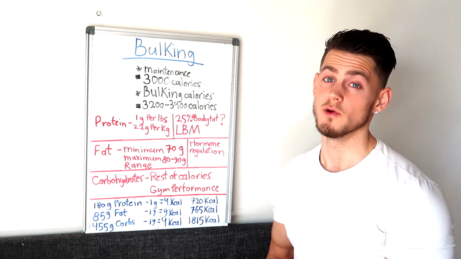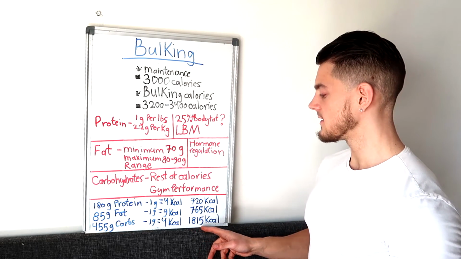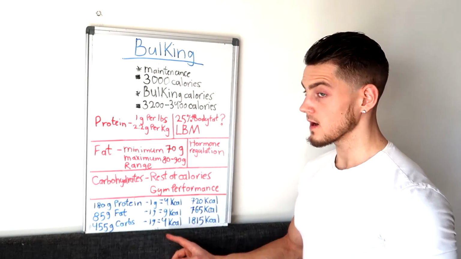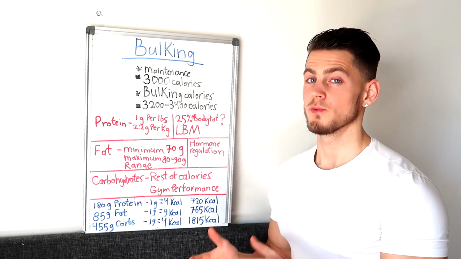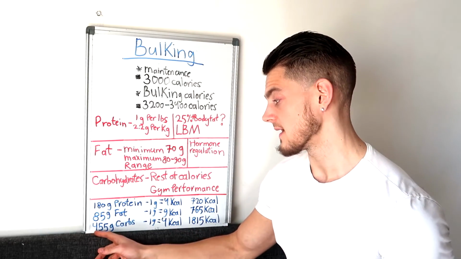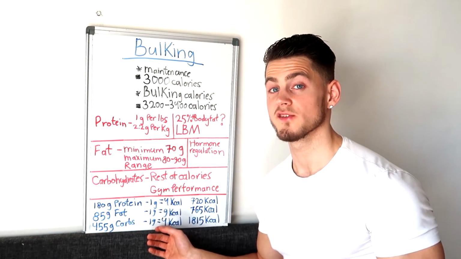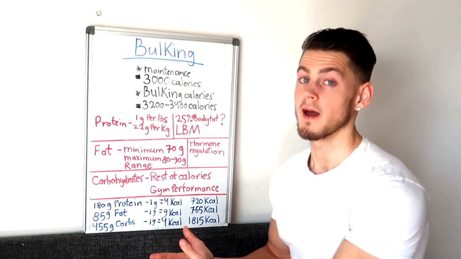So what we're now going to be doing is dividing 1815 calories by 4 calories, since 1 gram of carbohydrates comes down to 4 calories, which will then leave us with a rounded up number of 455 grams of carbohydrates, which will then be our bulking macros.